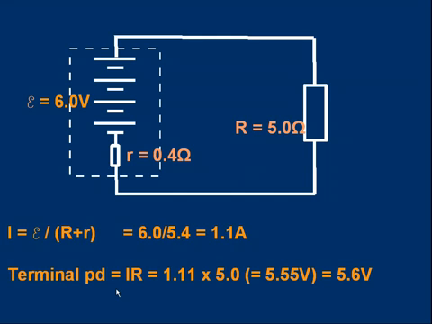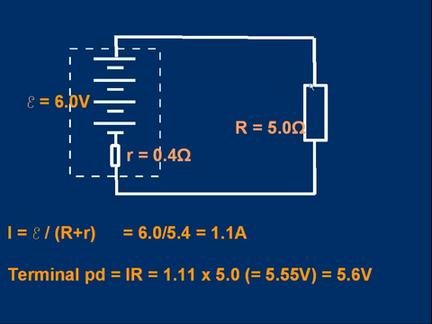What's the terminal PD? Well, one way to do it would be to work out the lost volts, current times internal resistance, subtract that from the EMF, 6. But there's a quicker way. Note that the terminal PD, the voltage across the battery, is the same voltage as the voltage across the resistor. So we know the current through the resistor, we know the resistance value, we can work out the voltage across the resistor, which is the same as the terminal PD.